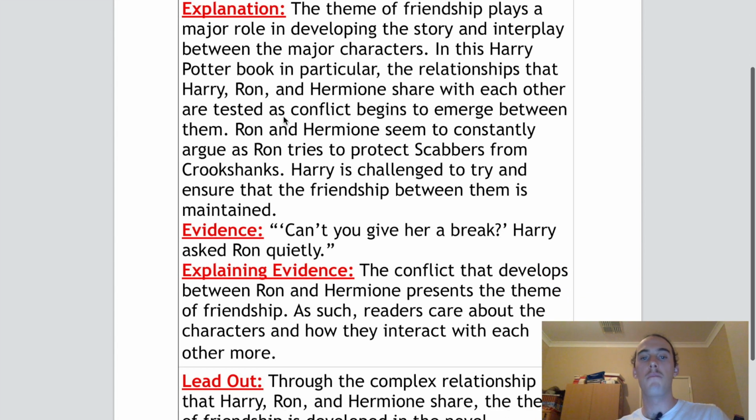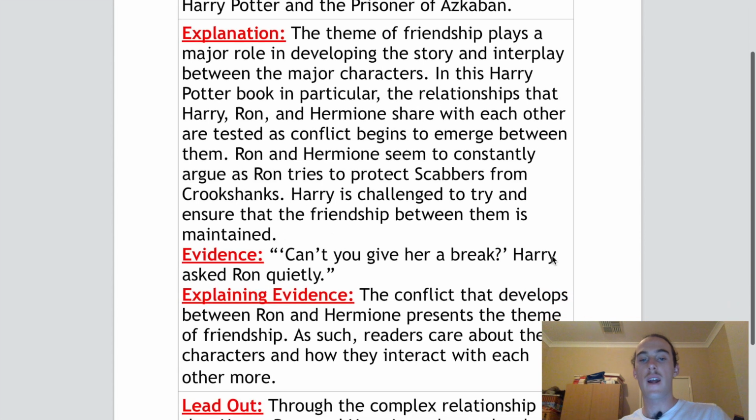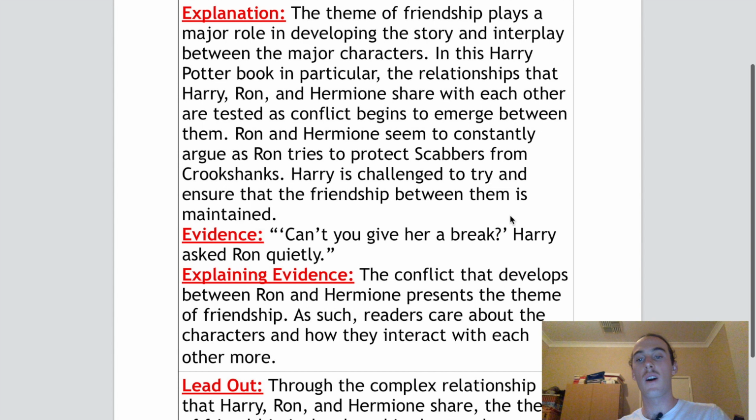Now I've got my evidence. So now I'm backing up what I've said previously. "Can't you give her a break?" Harry asked Ron quietly. So using good evidence is really important. I've used this because I think it shows how Harry has to intervene between Ron and Hermione because there's tension there.